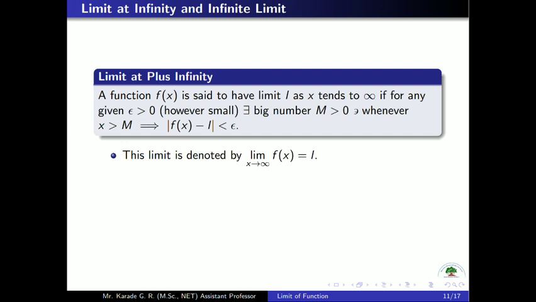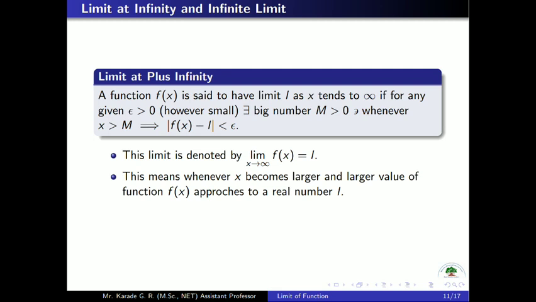This limit is denoted by notation limit of f of x as x tends to infinity is equal to L. This means whenever x becomes larger and larger, value of function f of x approaches to a real number L.